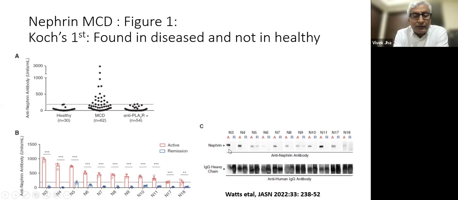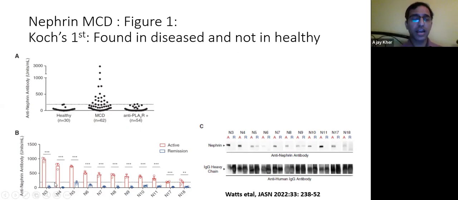And then in both panels A and B, the dotted line represents the threshold of positivity, right? Yes, the dotted line is the threshold, and this threshold was derived from the healthy volunteers. And so these 30 healthy volunteers are where they drew their line for threshold for positivity.